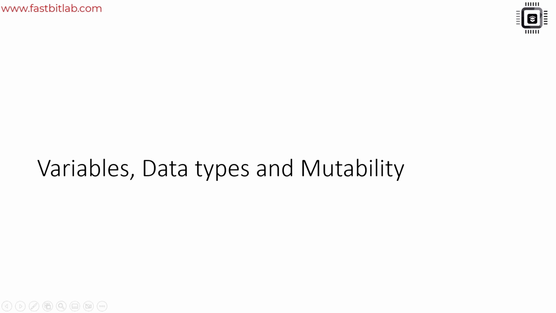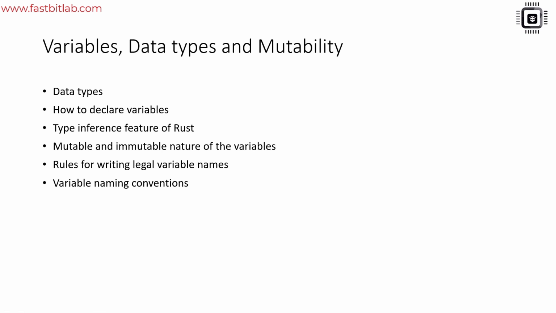In this section, I'll be discussing primitive data types of Rust. In later part of this course, we'll also explore more complex and user-defined data types such as structs, enums, hash maps, vectors, strings, etc. For this lecture, we'll just explore the primitive data types offered by Rust. And we'll also learn how to declare variables and also mutable and immutable nature of the variables, rules for writing legal variable names in the Rust programming language, and variable naming conventions.